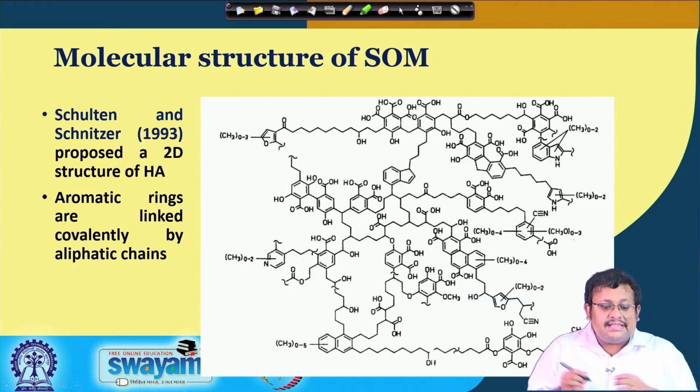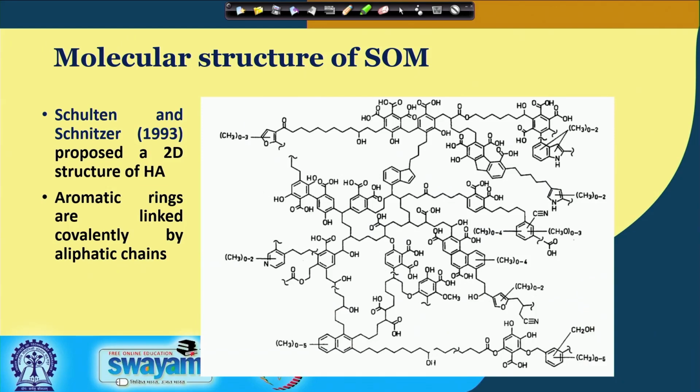So, this is the molecular structure of soil organic matter proposed by the scientists Schulten and Schnitzer in 1993, and it is basically a 2D structure, as you can see, where different types of aromatic rings are basically linked covalently by aliphatic chains. As you can see, different aliphatic chains are there which are joined basically through covalent bonds. So, this is a very complex structure, as you can see.